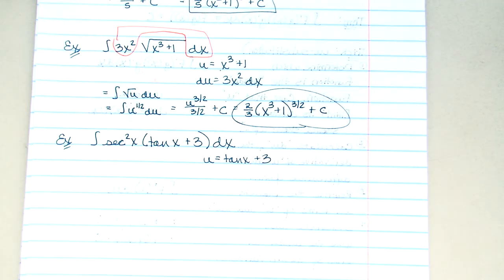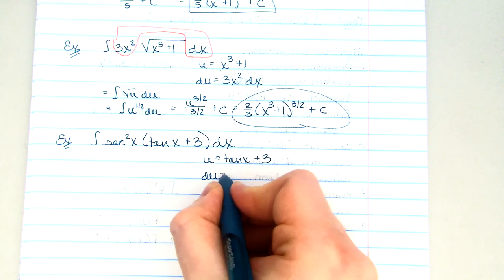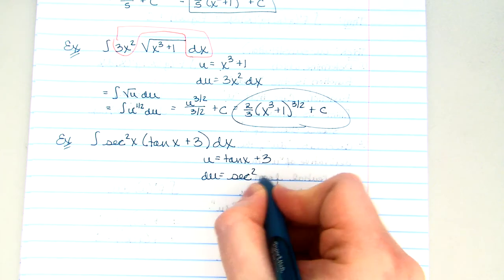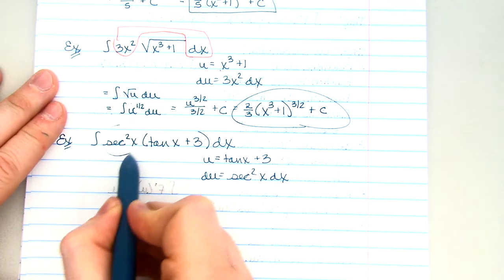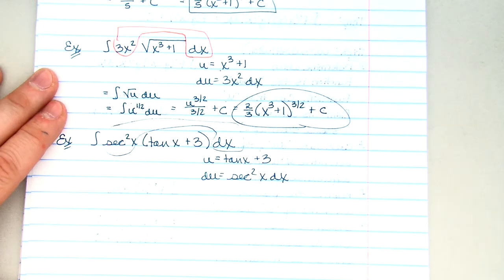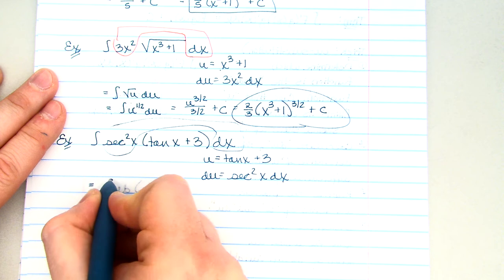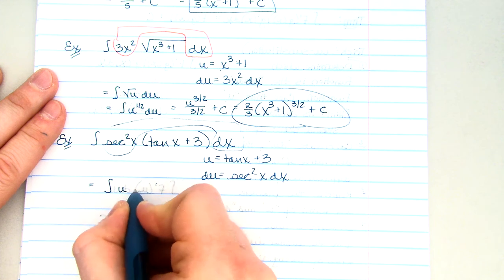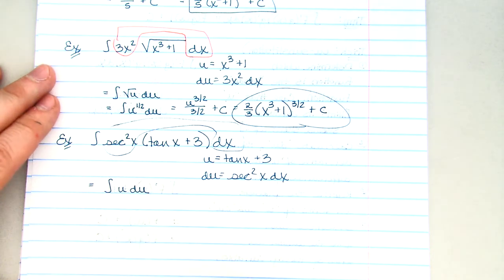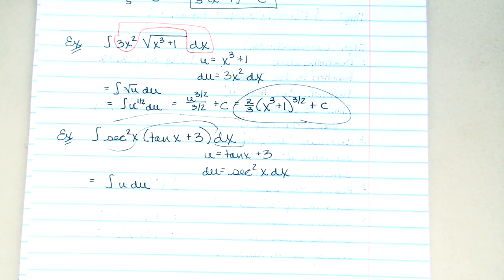U is the tangent of x plus 3. Its derivative is the secant squared of x dx, which again is what I have over here and all that stuff. So I can rewrite this problem as the integral of, what is this? U du. And if you don't like it, you could say it's u to the first du. Finish it off.